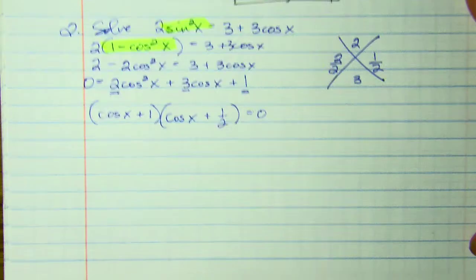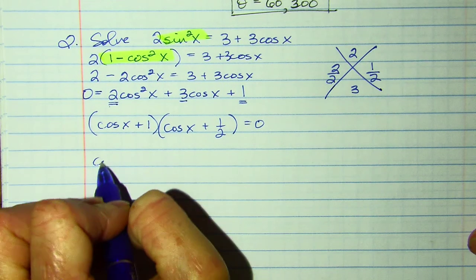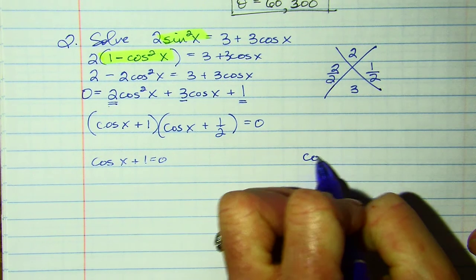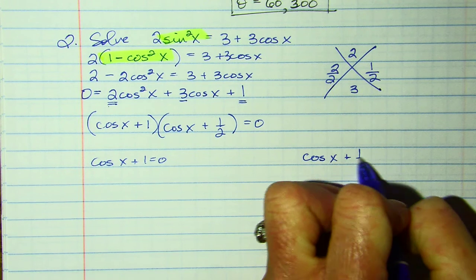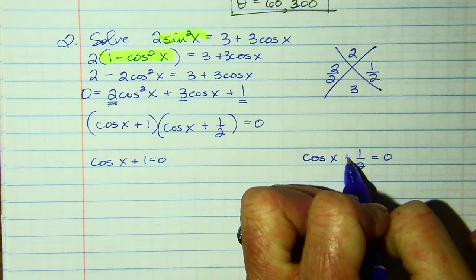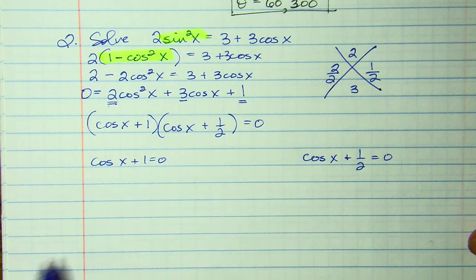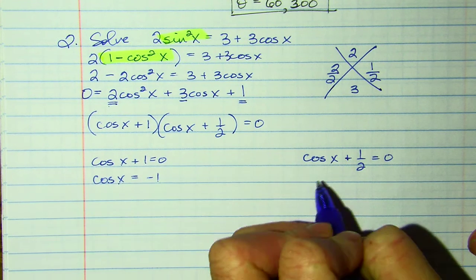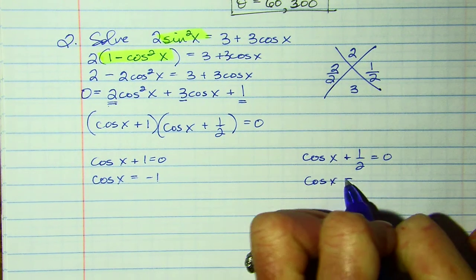So I'm going to set both of these equal to 0. So when does the cosine of x plus 1 equal 0? When does the cosine of x plus 1/2 equal 0? All right, so I'm going to divide. So I'm solving for when does the cosine of x equal negative 1? When does the cosine of x equal negative 1/2?